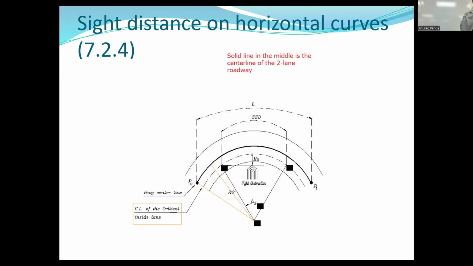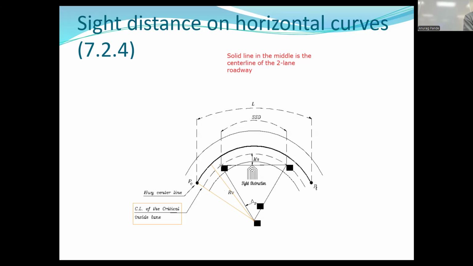Now think about this curve a little bit. The main curve is measured from the highway center line. I had promised I'm going to look up how this R_V came to be. I have not done that yet, but at some point I'll do it. R_V is the critical inside lane radius.